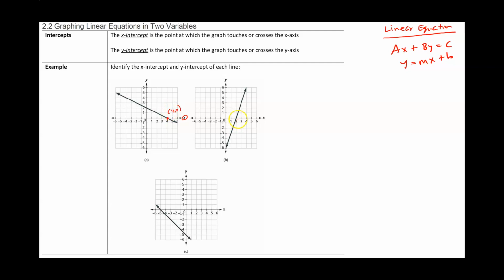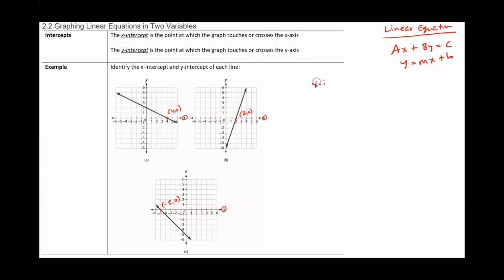Let's take a look at the next one. If I follow this line, remember, I'm looking to see where it touches or crosses the x-axis. It's going to cross the x-axis right there. So that point is 2, 0. And in this case, if I follow my line, this is the x-axis. They cross at the point -5, 0.